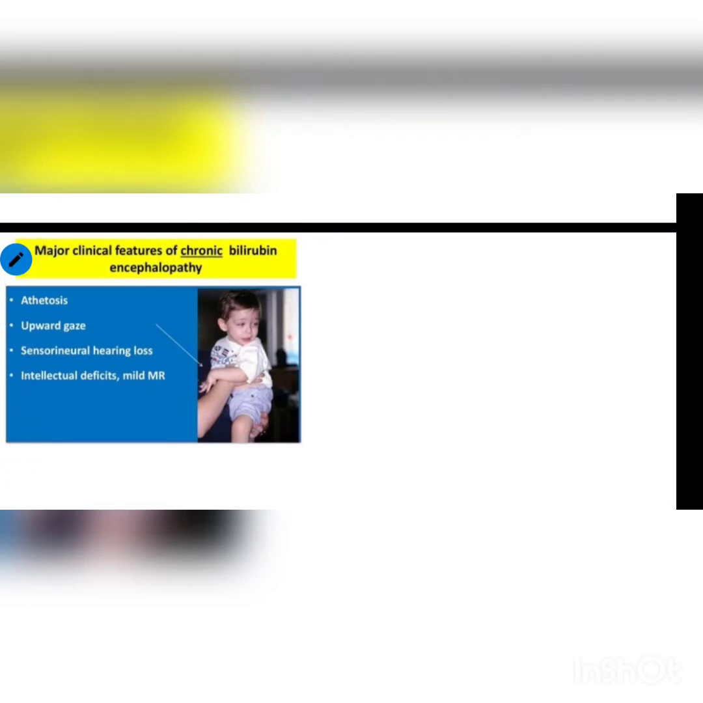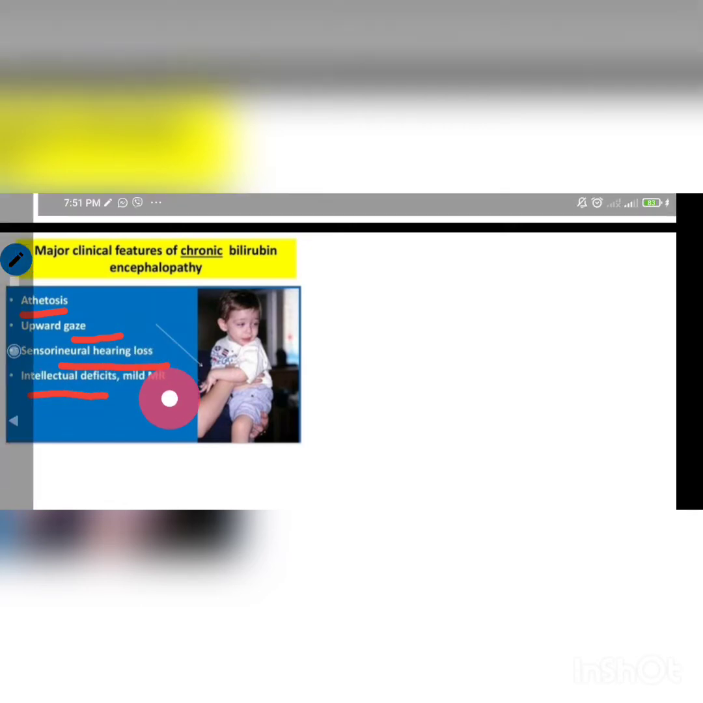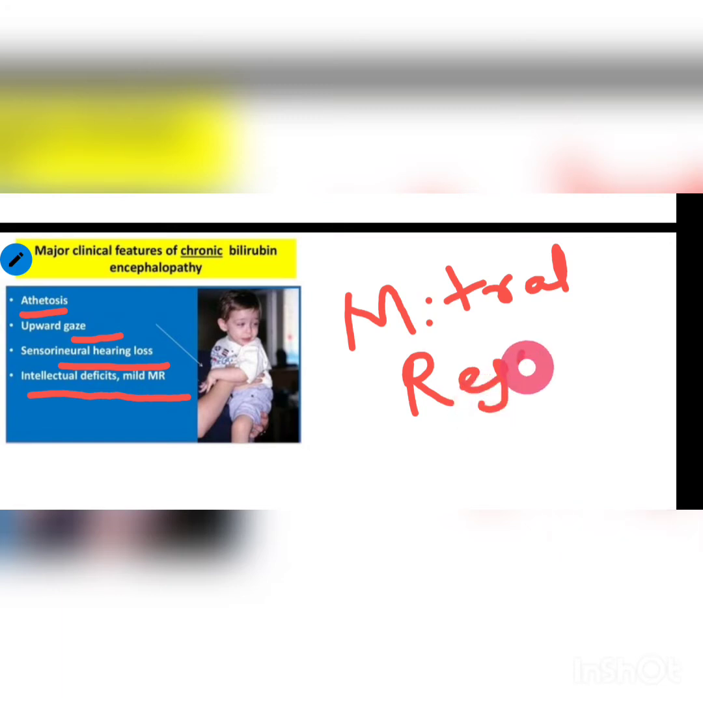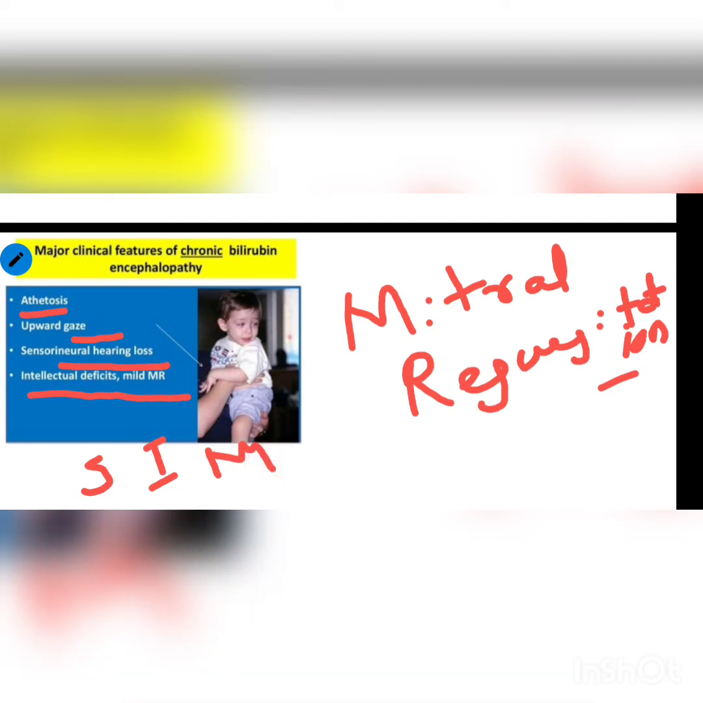Major clinical features of chronic bilirubin encephalopathy: athetosis, upward gaze, sensorineural hearing loss, intellectual deficit, mild mitral regurgitation. Mitral regurgitation means the regurgitation of blood from the left ventricle to the left atrium. Athetosis means the slow involuntary movement of fingers, body parts, etc. Slow involuntary movement. Okay, that is athetosis.